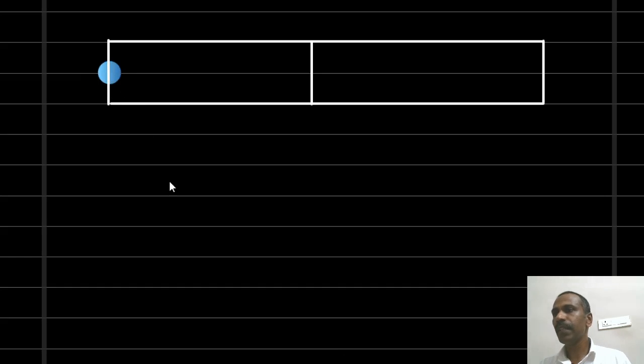This is the sending end voltage. The capacitor is placed at the middle. The resistors and the reactors are equally divided between the two sides of the transmission line. The capacitor is placed at the middle of the line in the case of nominal T method. And this is the load.